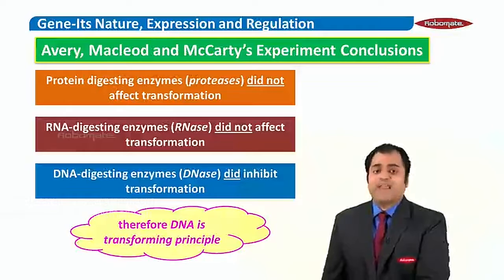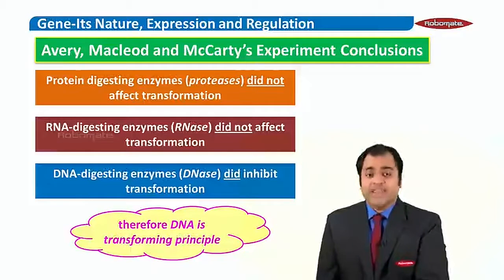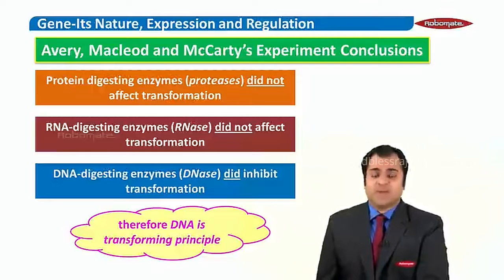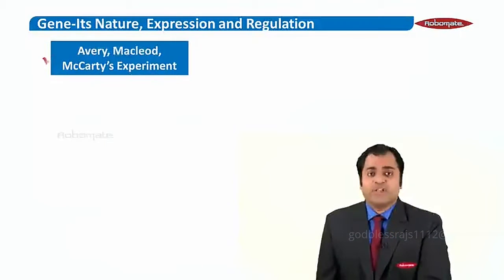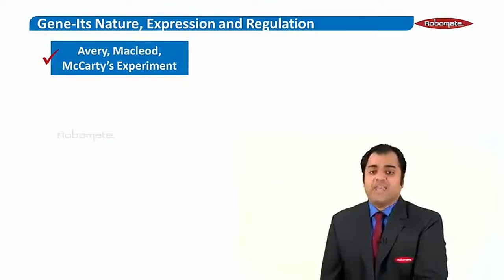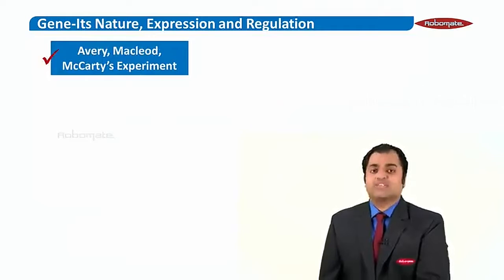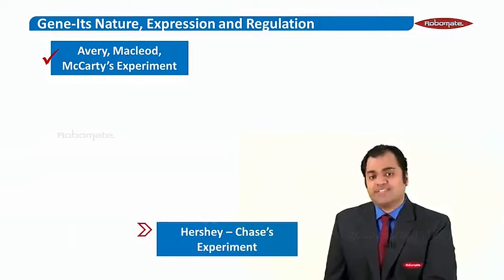Even after they proved that DNA is a transforming principle, the other scientists did not believe that DNA is the genetic material, until another set of experiments was conducted. Okay, for that we will be looking at the next module. So in this module we only saw the Avery, MacLeod and McCarty's experiment, which proved that DNA was the transforming principle. In the next module we'll be looking at the Hershey and Chase's experiment.